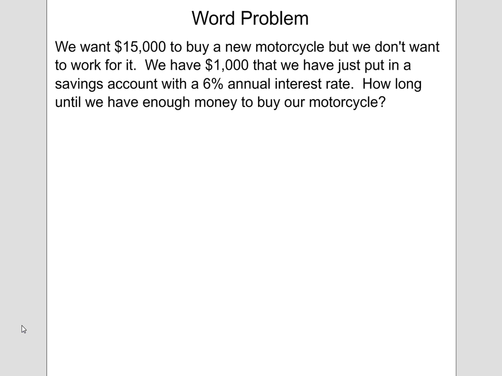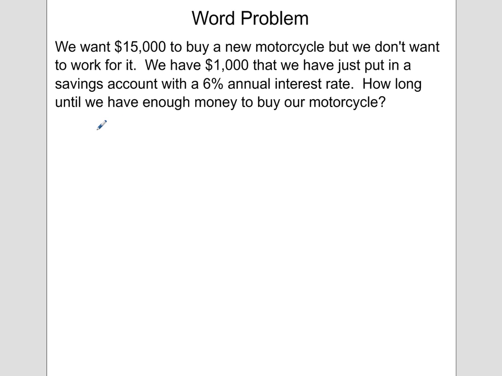All right, so in this example, I kind of combined a logarithmic example with a word problem. So right here we get a little bit of a double dose. We want to have $15,000 to buy a new motorcycle, but we don't care enough about it to actually work for it and save every month. We've just somehow come up with $1,000 that we want to just put in a savings account with 6% annual interest and leave it, not do anything to it. So how long until we have enough money to buy our motorcycle?